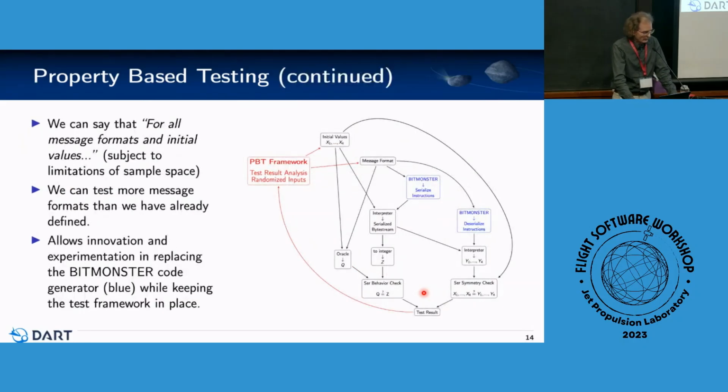So, one of the interesting things about this testing framework that I found was it gives you a way of strengthening a verification claim. In the sense that you can say for all message formats and initial values, the BITMONSTER serialization is correct according to our specification, so those two properties. It's not exactly there because it's limited to the random test cases that it can generate, so it's not fully formally proven, but it's a step in that direction, and it's actually significantly easier to start this way and use these tools.